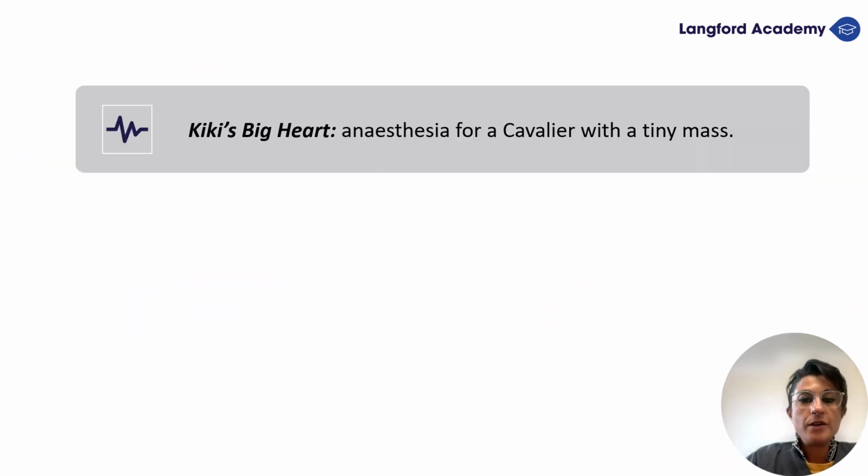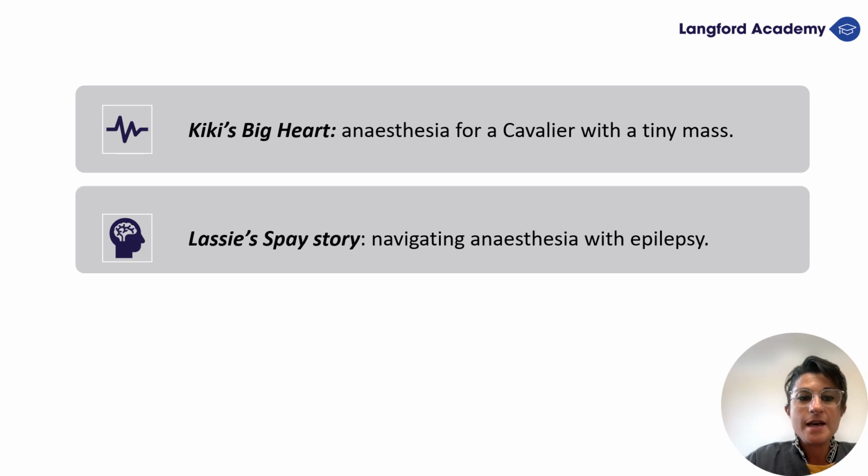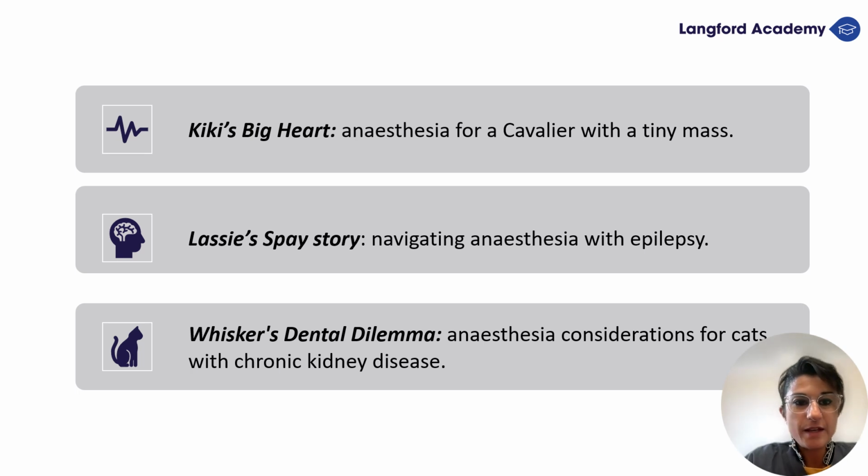So today we're going to see three different cases. First, Kiki, big heart. Kiki is a Cavalier King Charles that needs to be anesthetized for a tiny mass removal. And then we'll see Lassie, who is going to be spayed, but Lassie has epilepsy. And Whisker, who has a dental disease, but also a history of chronic kidney disease.